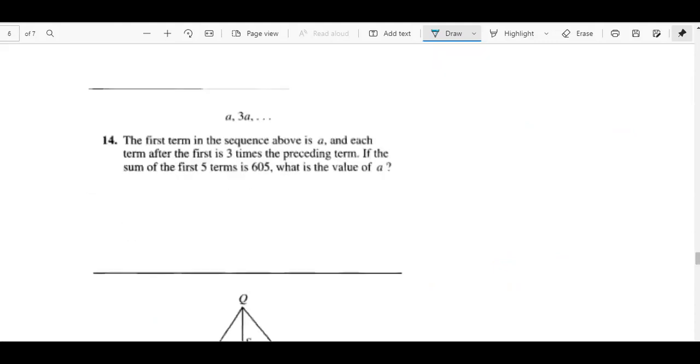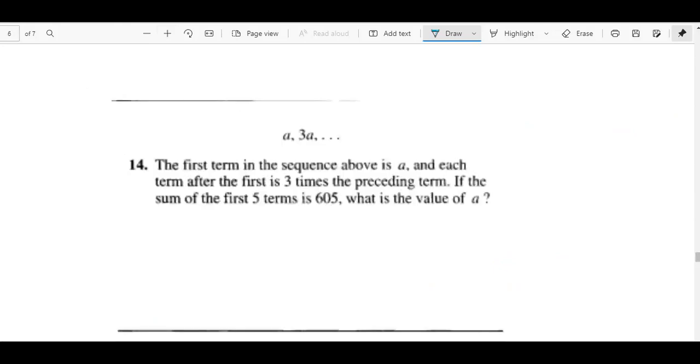Okay, now we have to discuss the next question. So this is basically the question. The first term in the sequence above is A. Okay, so that is quite obvious that this is the sequence and A is the first term. And each term after the first term is three times the preceding term. Okay, so I multiply A by 3 and I get 3A, right? So this is what they are saying, that each term after the first term is three times the preceding term. So if the sum of the first five terms is 605, what is the value of A?